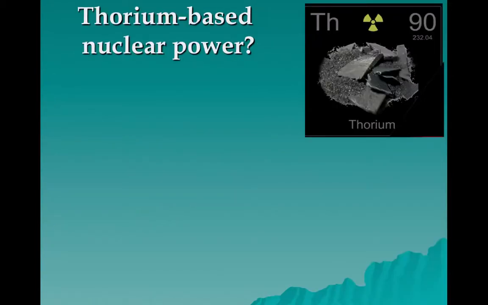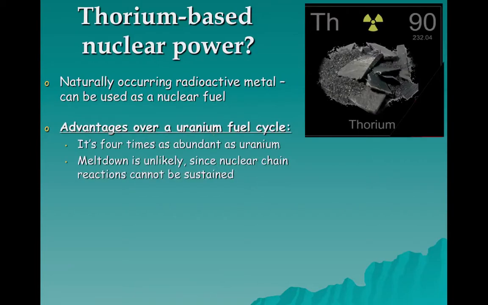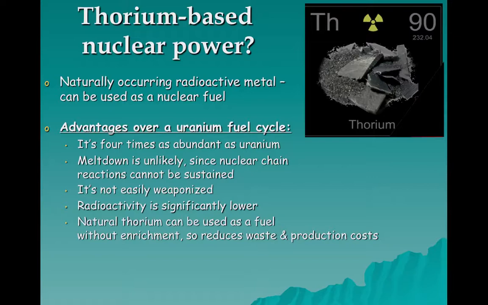And lastly, there's another type of fuel aside from uranium that is also able to produce nuclear energy, and that's thorium. Its atomic number is 90, and the atomic weight you can see is 232. This is a naturally radioactive metal that can be used as nuclear fuel. I have 45 seconds, so I can do this fast. Advantages over uranium fuel: it's 4 times as abundant as uranium. Meltdown is unlikely since nuclear chain reactions can't be sustained, unlike uranium. It's not easy to weaponize, and the radioactivity is significantly lower, and it can be used as a fuel without enrichment, so you don't have to go through that whole process of enriching it, so you don't have the waste and production costs that you do with uranium.